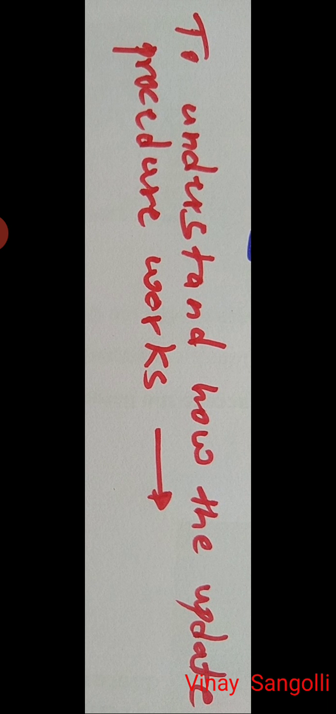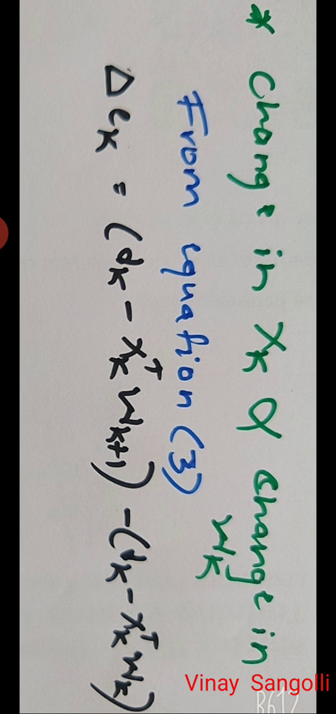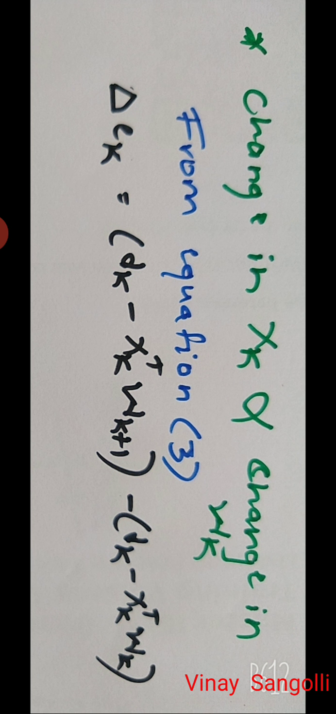this update procedure works. Now, to understand how the update procedure works, if you observe all the previous equations, especially equation number 4 or equation number 5, one thing you can observe here is that the change in x of k is proportional to the change in w of k. That is, both x of k as well as w of k will be changing in the same way. Now, from equation number 3, which you have already seen, we have E of k.